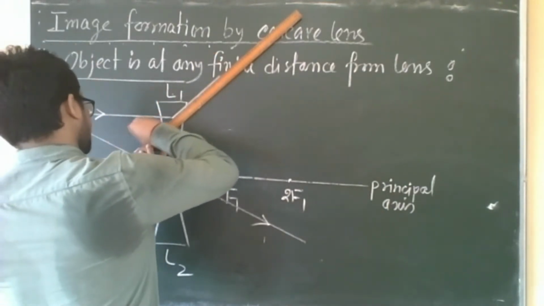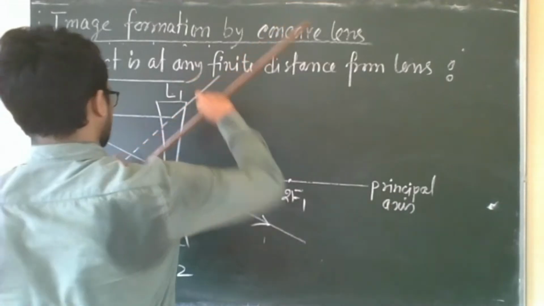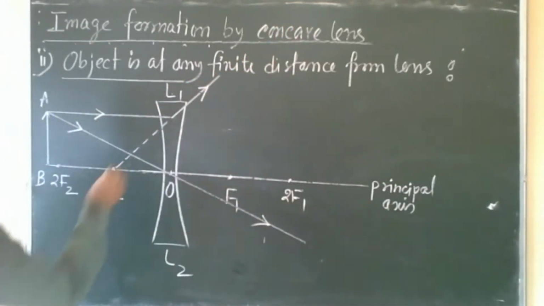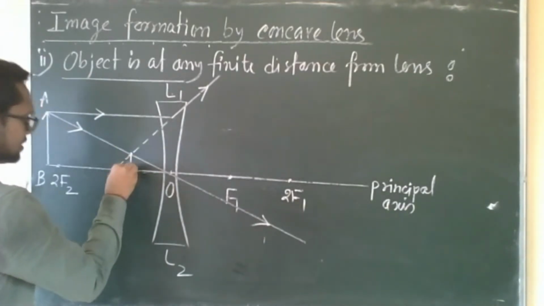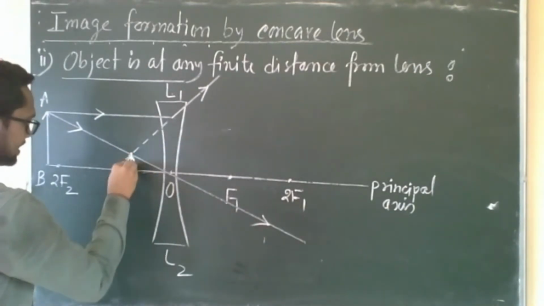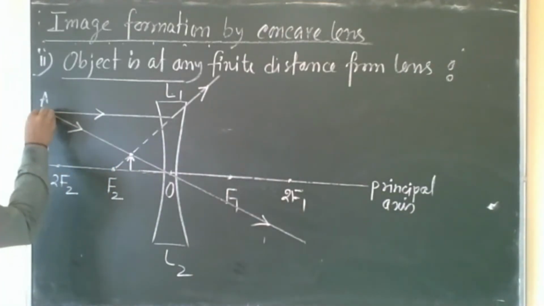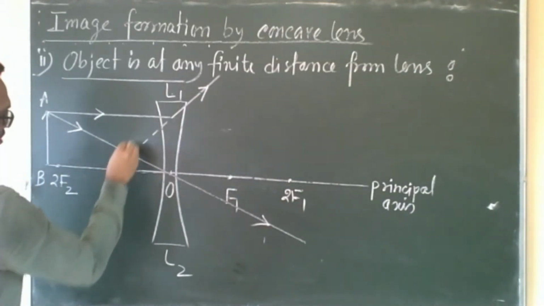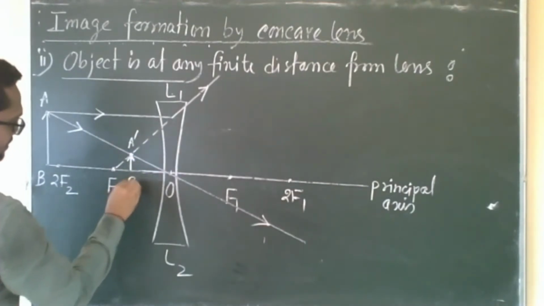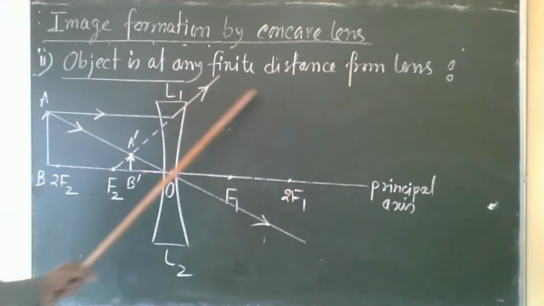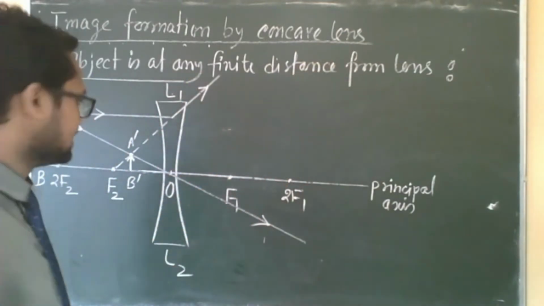If we extrapolate, the dotted line means this is not the real ray; this is the real ray. So here they are meeting. From here, draw a perpendicular. Which two rays are meeting here? The two rays coming from point A. So here it will be an arrow, that means A prime and then B prime. This is the image formation when the object is at any finite distance from a concave lens.